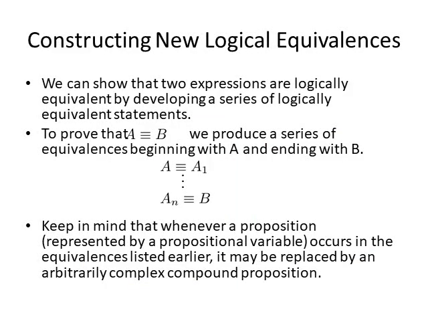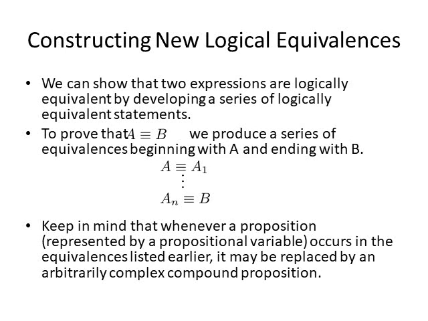Now let's see how to construct a new logical equivalence. Assume that we need to prove that A is equivalent to B, where A and B are compound propositions. What we will do is try to find a logically equivalent statement to A. Let's call that statement A1. Using previously known logical equivalences, the laws we have seen in the previous slide, we will identify the statement which is logically equivalent to A, let's say A1. So A is logically equivalent to A1.